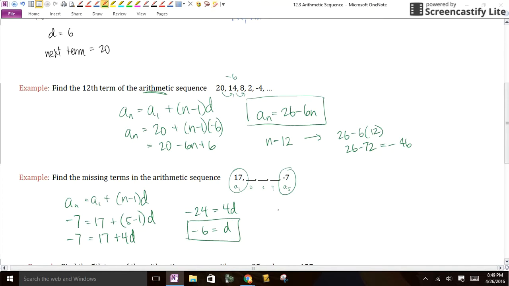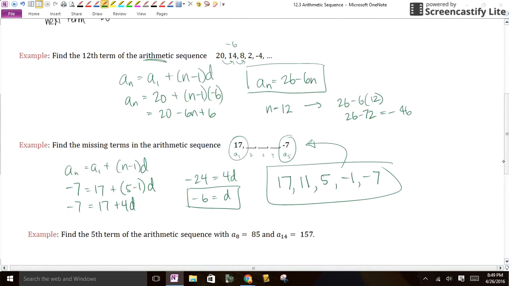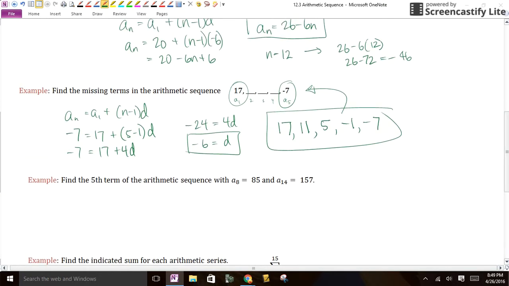So now I can build the list. 17, and then I subtract 6 to get 11, then subtract 6 to get 5, then subtract 6 to get -1, and then subtract 6 again to get -7. You can see that list is exactly what they wanted. Wow, that was a lot of info for one equation so far, and maybe I'll do one more because I might be able to sneak this in.